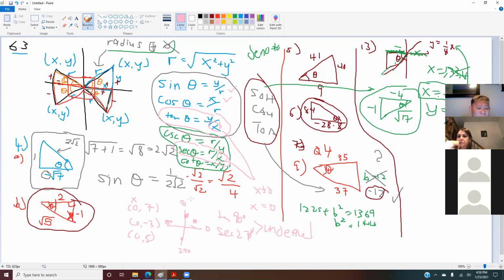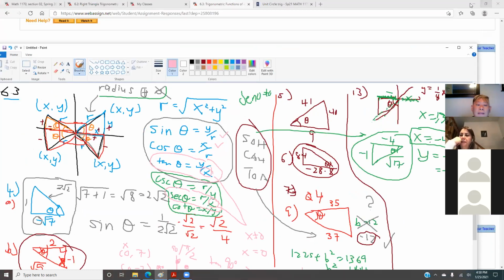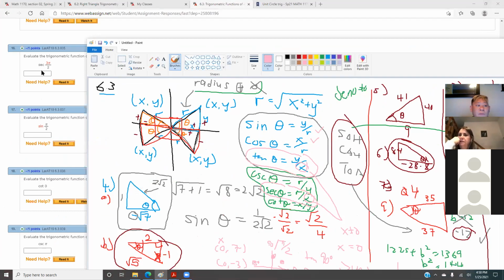Can someone tell me what this is in radians? 90 is pi over 2. And 270 is 3 pi over 2. Yep. So can someone tell me what happens if you want to find secant 3 pi over 2?